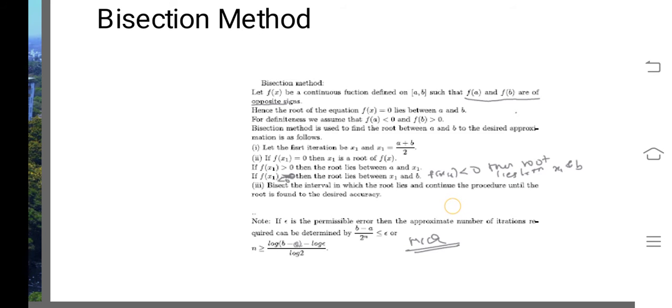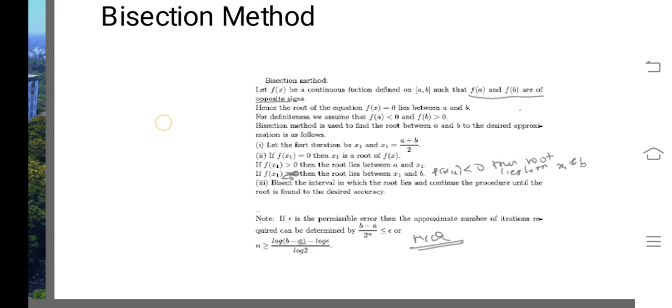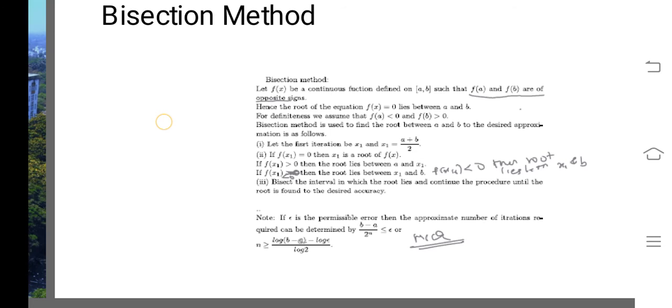Bisect the interval in which the root lies and continue the procedure until the root is found to the desired accuracy. We repeat this procedure again and again till we get the root up to the desired accuracy. This is the way we are bisecting the interval.